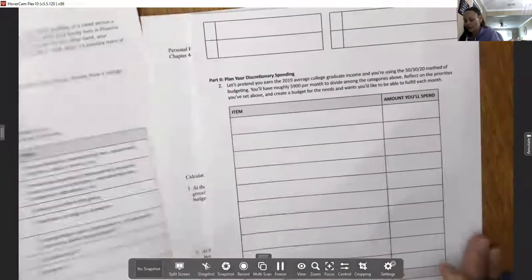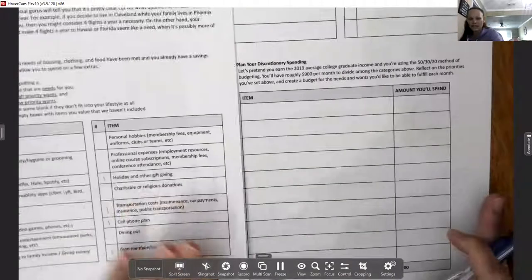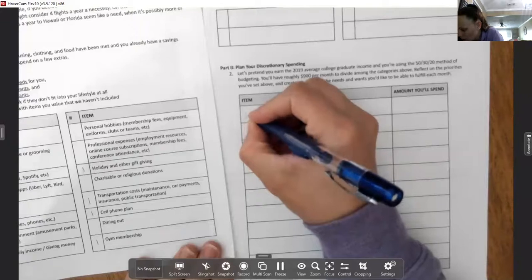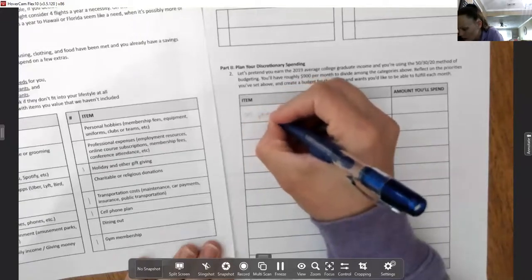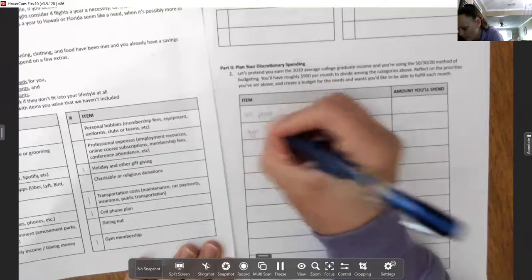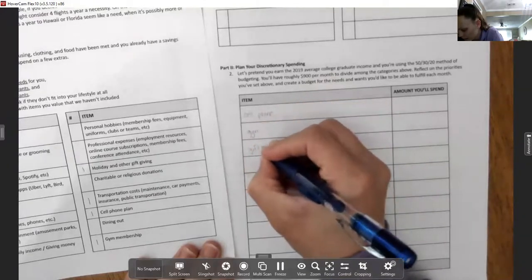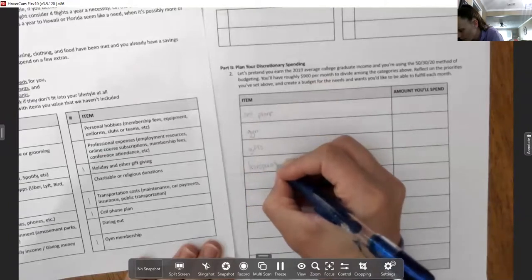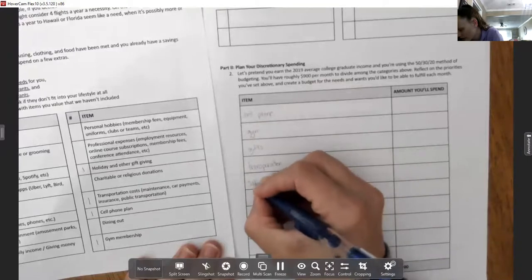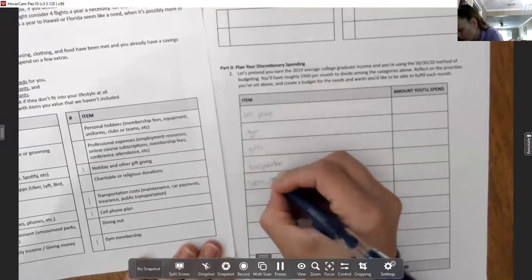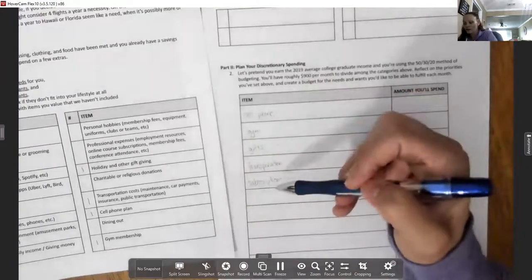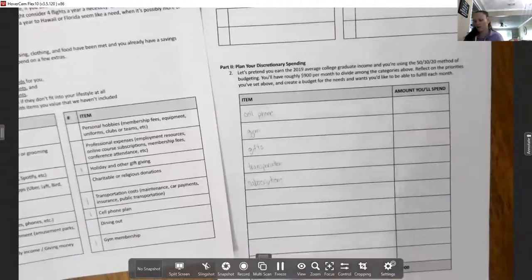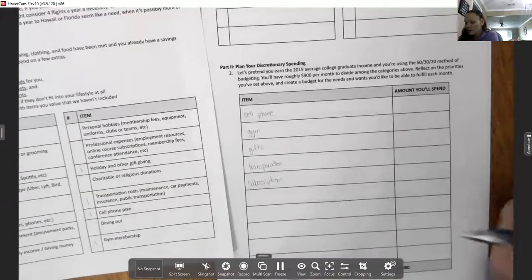So you're going to take this list and list all of these things that you want or need. So I would say, okay, my cell phone, the gym, gifts, transportation, subscriptions, and you're going to keep going with all of them. Put all of your 1s first, then your 2s, then your 3s. If they don't apply to you, you don't list them. Then go through and say how much you're going to spend.